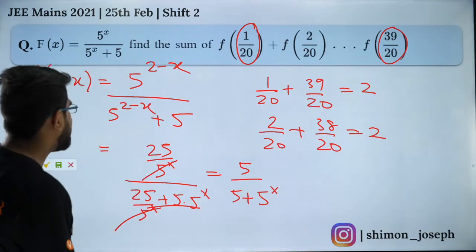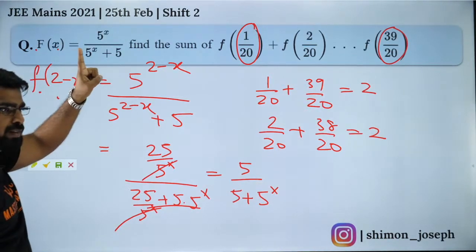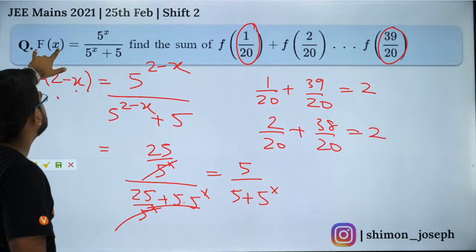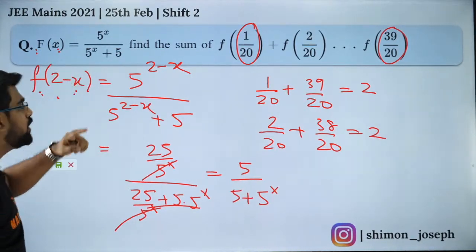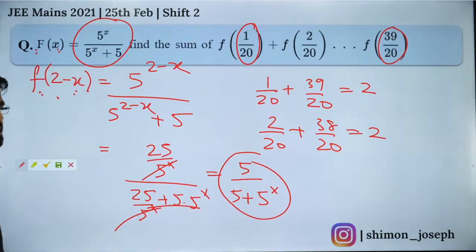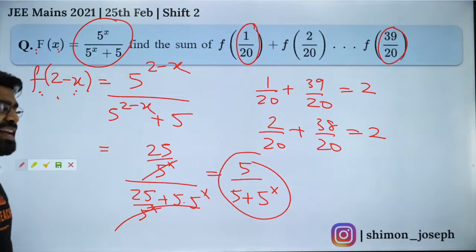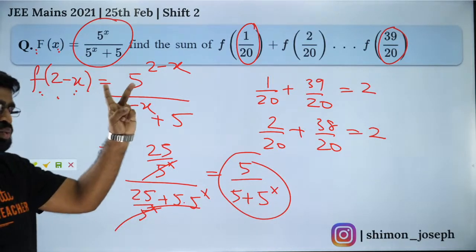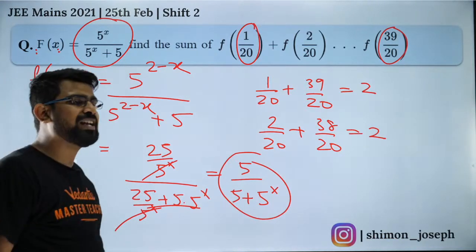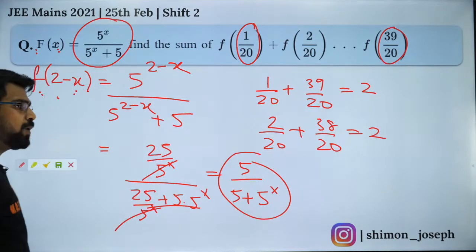Okay. So can I say f of x plus f of 2 minus x is equal to 1? Because if I add this and this, I will get 1, my dear students. Yes, Shriram. That's why the answer is 2. Don't worry about it.